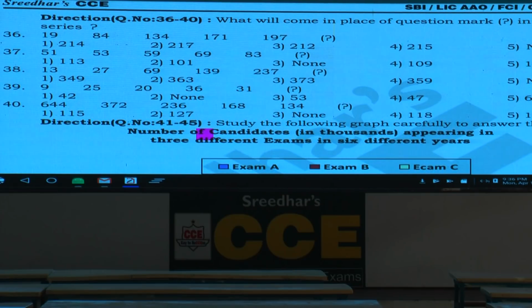Then question number 37, 51, 53 plus 2 and 53, 59. What is the difference here? Plus 6 and 59, 69, 10, 2, 6, 10. Then what is the next number here? 14. And the next difference must be how much? 2 and 6, what is the difference between these two? Plus 4. 2 plus 4 is 6. 6 plus 4 is 10. 10 plus 4 is 14. 14 plus 4 is 18.